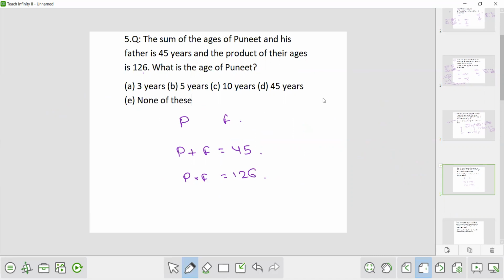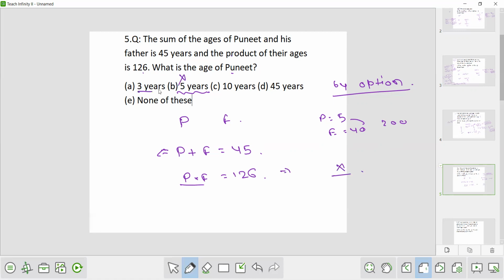We can solve this question by using the options method, because option method is the best method for solving these type of questions. Just pick one option over here. Let's pick B, 5 years. So what is the age of Puneet? So if P is 5, F will be 40. So now multiply 40 into 5, it is 200. So this equation doesn't satisfy that, it's 126. So this will not be your option.